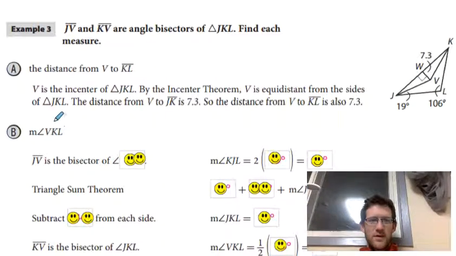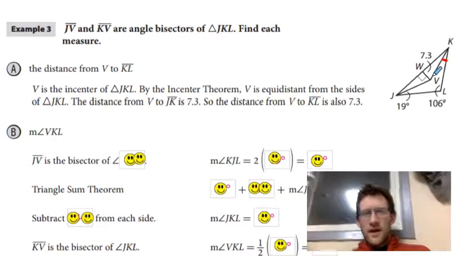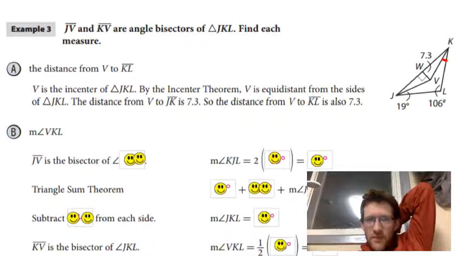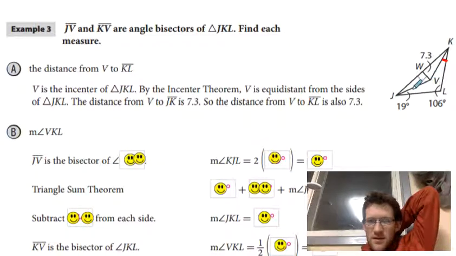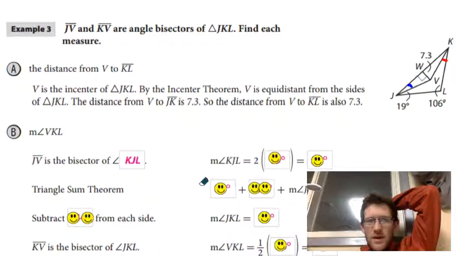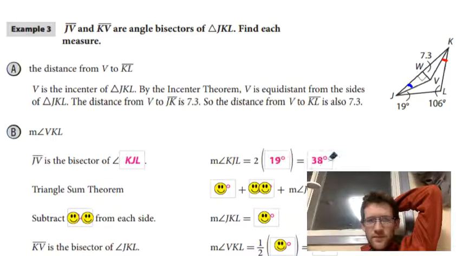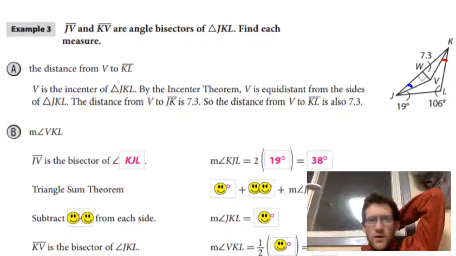All right, we also need to find the measure of angle VKL. So V to K to L is this angle up here. This one's a little bit more involved. We have to get clever here and figure out what angles we know and what we can figure out. So since V is on an angle bisector, or JV is an angle bisector, we can say that this angle is also 19 degrees, right? So that means that the measure of KJL, so K to J to L, is going to be twice 19, 38. Cool.